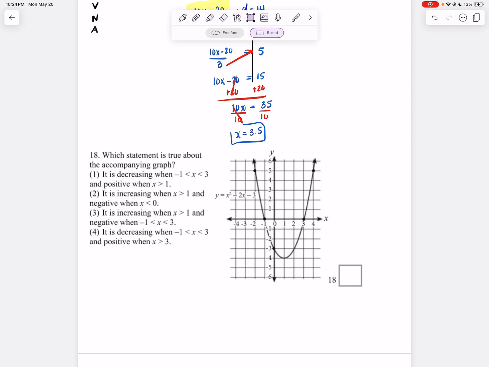Question number 18. Which statement is true about the accompanying graph? Choice 1 says it is decreasing when negative 1 is less than x is less than 3, and it's positive when x is greater than 1. Choice 2: it is increasing when x is greater than 1 and negative when x is less than 0. Choice 3: it is increasing when x is greater than 1, and it's negative when negative 1 is less than x is less than 3. Choice 4: it is decreasing when negative 1 is less than x is less than 3, and it's positive when x is greater than 3.